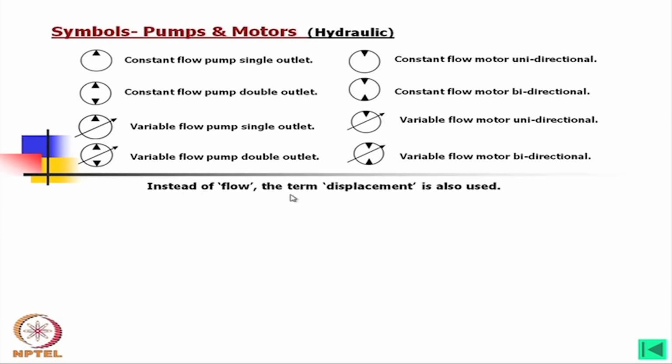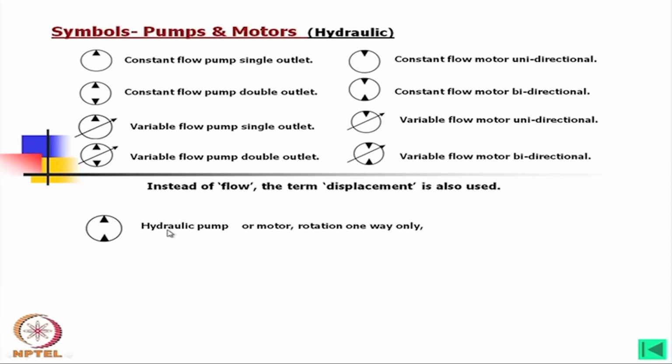Now, instead of flow, the term displacement is also used. Sometimes we use constant displacement or fixed displacement pump and variable displacement pump or variable displacement motor. Now, in this symbol, what we find is as if there is a pump as well as motor. Now, this is hydraulic pump, definitely, but looking into this symbol, again it might be a motor also. Now, rotation one way only.